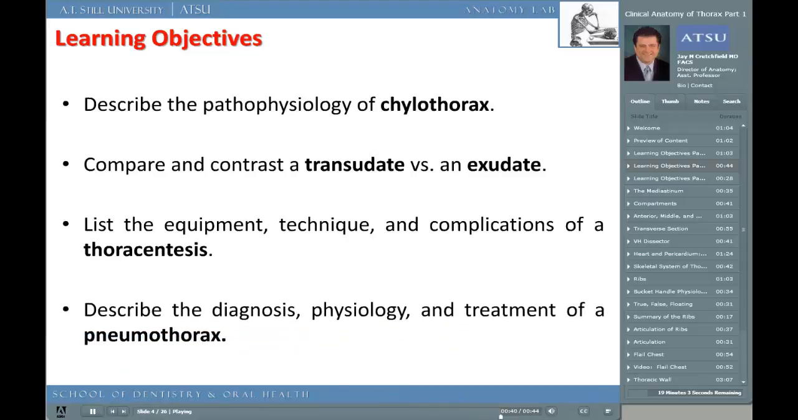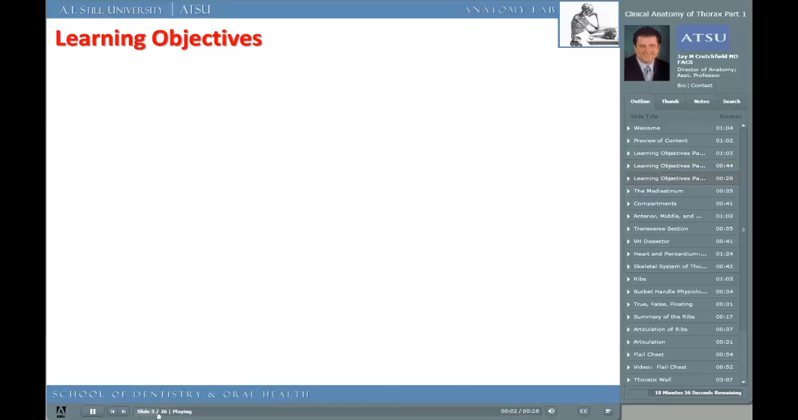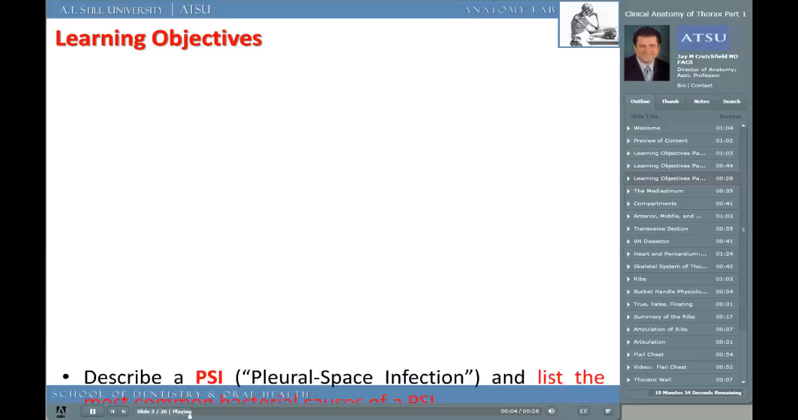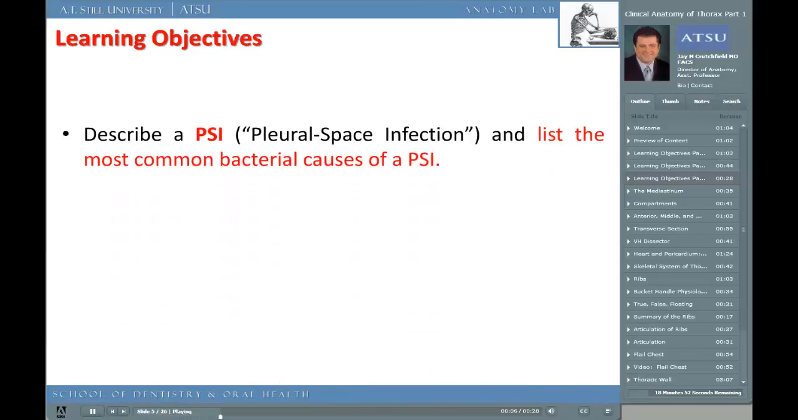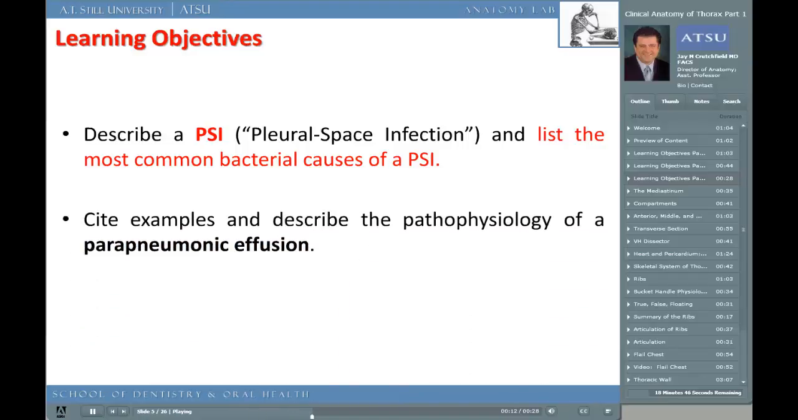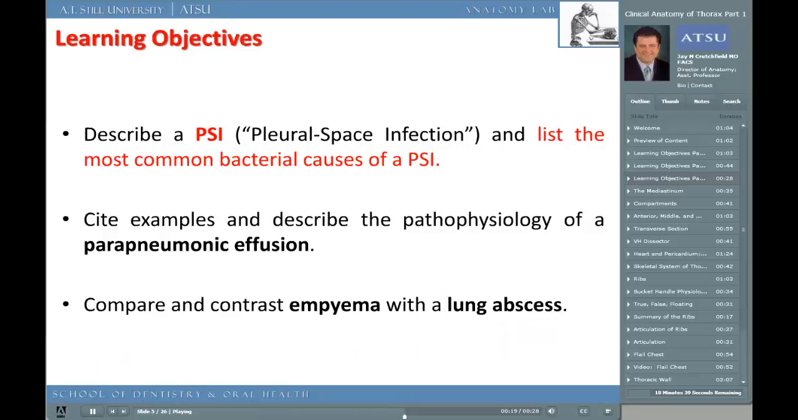Continuing, we'll need to be able to understand what a pleural space infection is and list the most common bacterial causes of a pleural space infection. You'll also need to be able to cite examples and describe the pathophysiology of a parapneumonic effusion and list a common condition in the abdomen which is most closely associated with the formation of a parapneumonic effusion. You'll also need to understand what an empyema is and how that differs from a lung abscess.